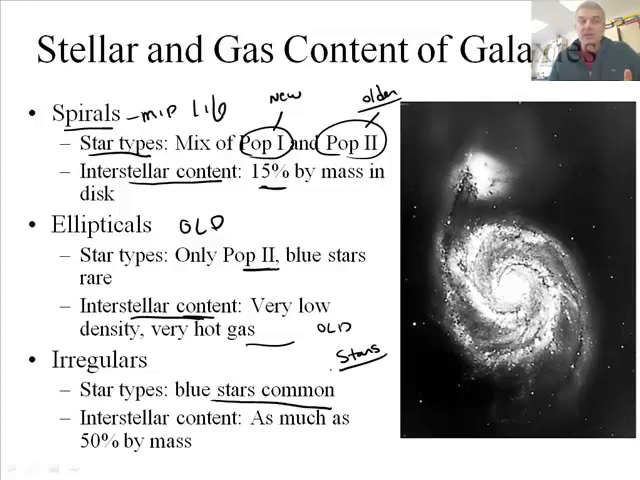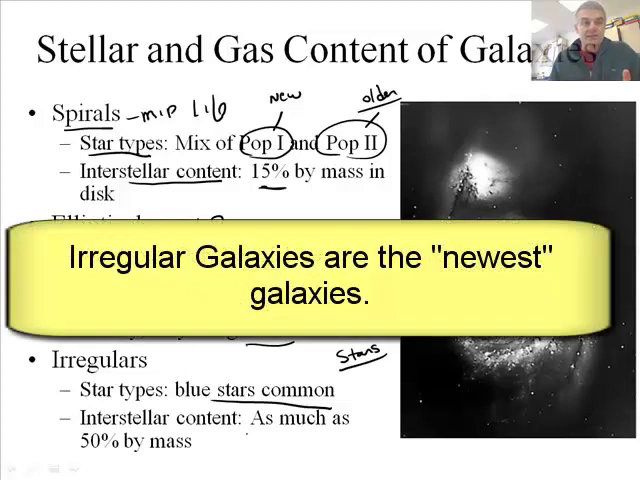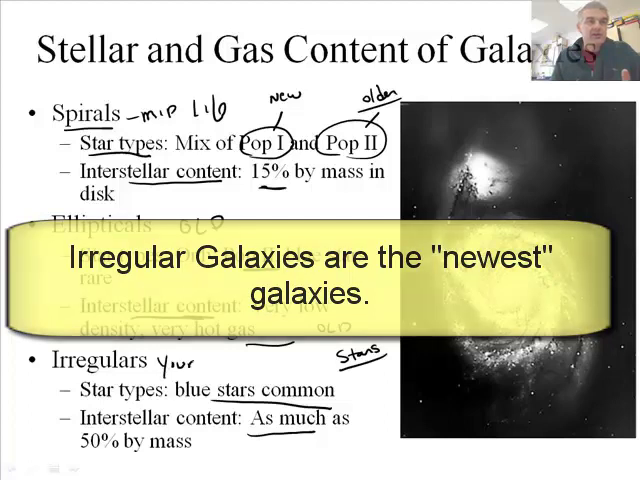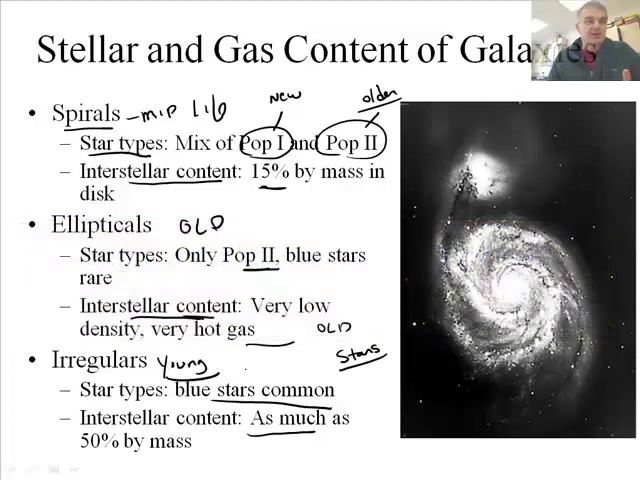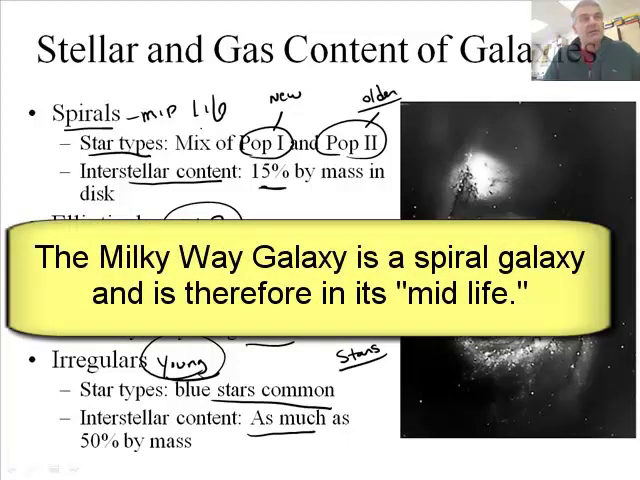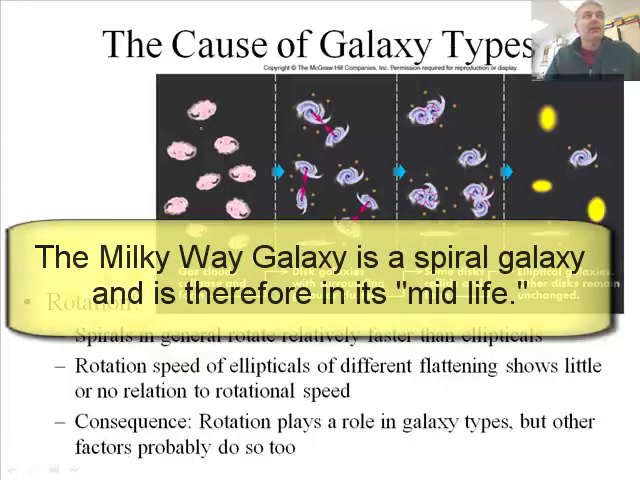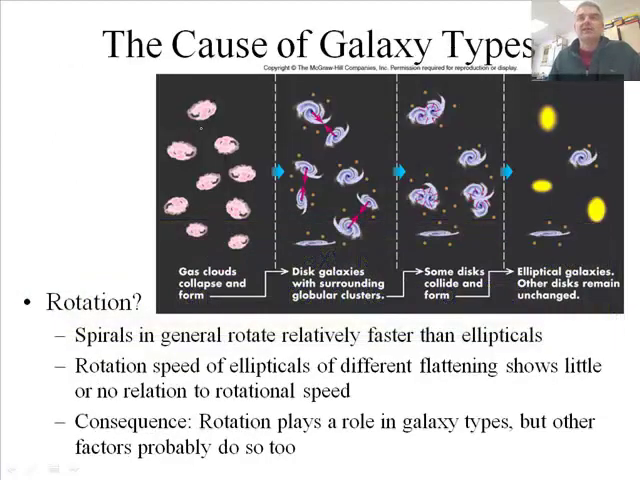And in the irregulars, you see lots of blue stars, which of course are new stars. And so you have lots of interstellar content, and therefore these are the youngest of the galaxies. Probably should have done this in a different order. The ellipticals are very old, and the spirals are in their midlife. We in the Milky Way galaxy, our star is one of these midlife deals.